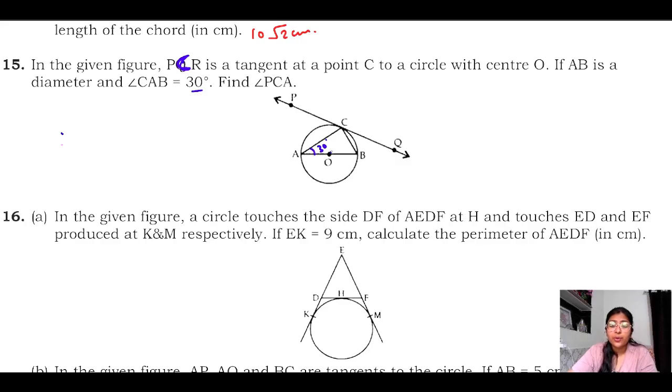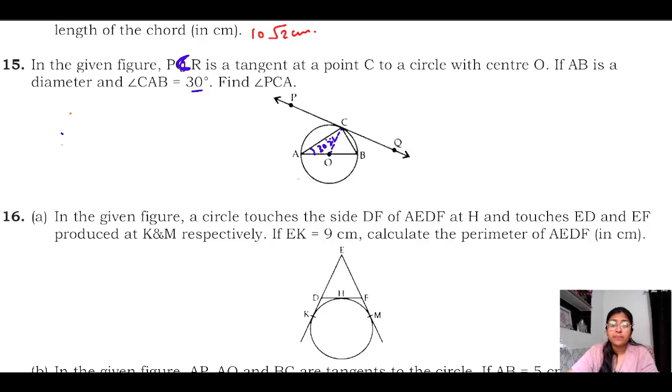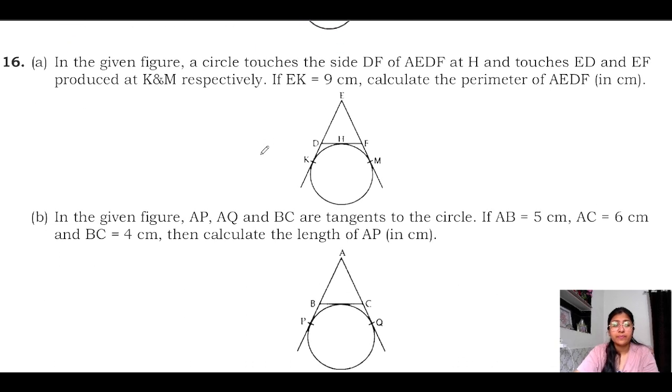If you join the point of contact to the center, this will convert into an isosceles triangle. This angle is 30, so this angle is also 30 degrees by the isosceles triangle property, angles opposite to equal sides. This is 30, this is 30. So this will be 60 because radius and tangent are perpendicular to each other. So angle PCA will be 30 degrees. Very easy question. Now, next.